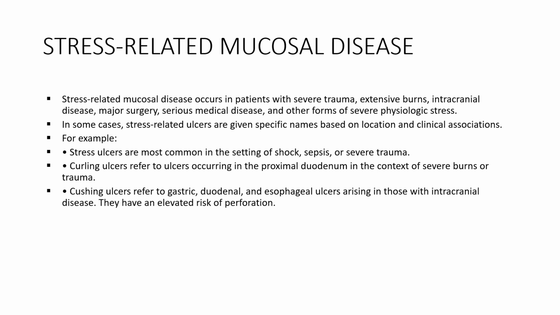Curling ulcers refer to ulcers occurring in the proximal duodenum in the context of severe burns or trauma, and Cushing ulcers refer to gastric, duodenal, and esophageal ulcers arising in those with intracranial disease. They have an elevated risk for perforation.